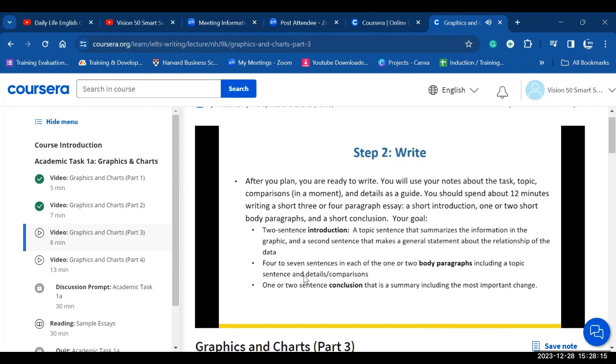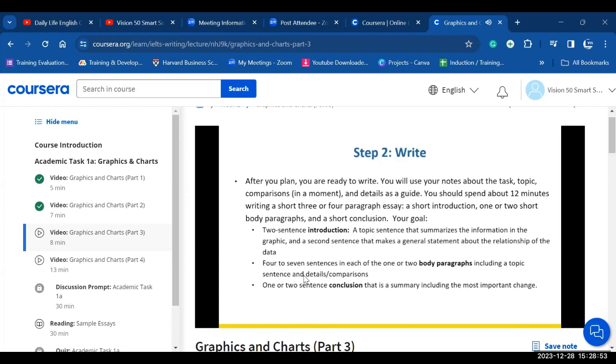So your goal should be to write an introduction that has 2 sentences and consists of topic sentence that summarizes the information in the graphic, and second sentence should be a general statement about the relationship of the data you have. Then you'll have 1 or 2 body paragraphs. It really depends on your style of writing and how you like to explain your ideas that you have on the graphic, the information you have in the graphic. Then you'll have a topic sentence in each body paragraph, and then details and comparisons that support your topic sentence.